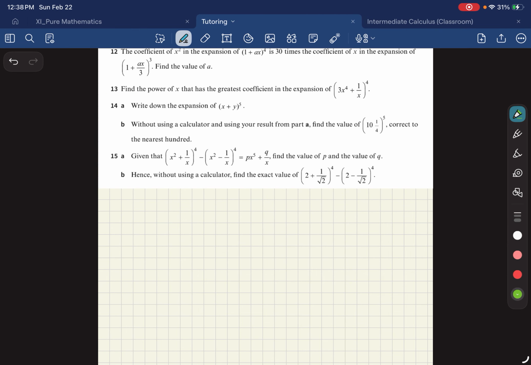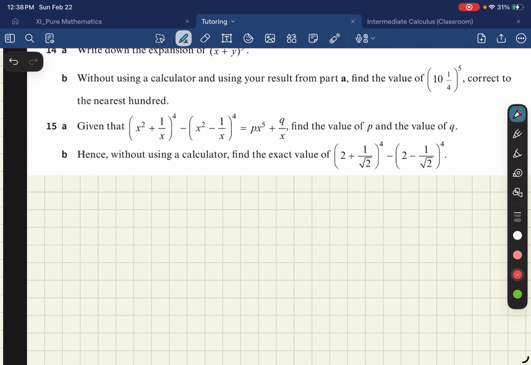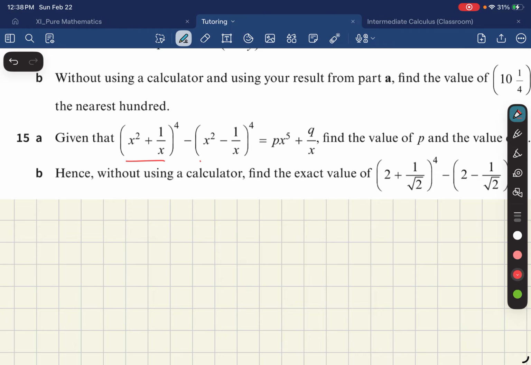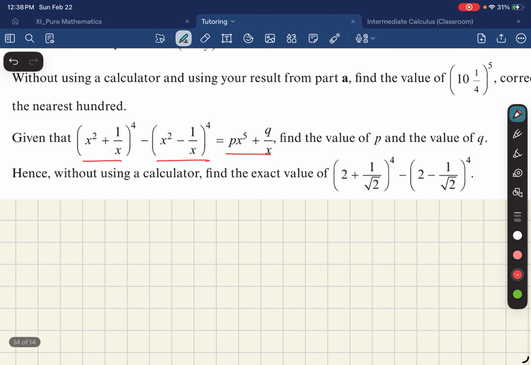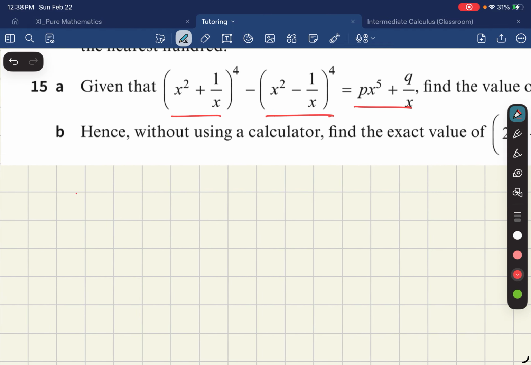And finally, let's do question 15. So given that the expansion of this is equal to this, find the value of p and q. So let's go ahead. You have x squared plus 1 over x to the power 4. Let's just expand this. Using Pascal's triangle or using the formula, you will see that this is just... Now, another way to write 4, 0 is to write 4 choose 0. So that is just another notation.